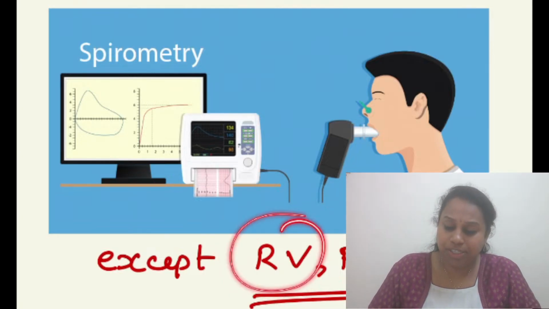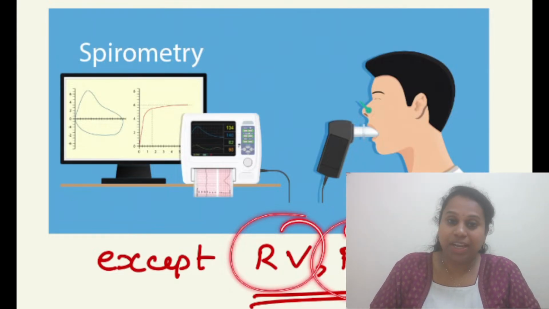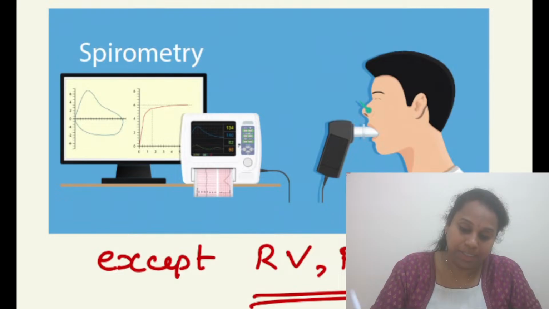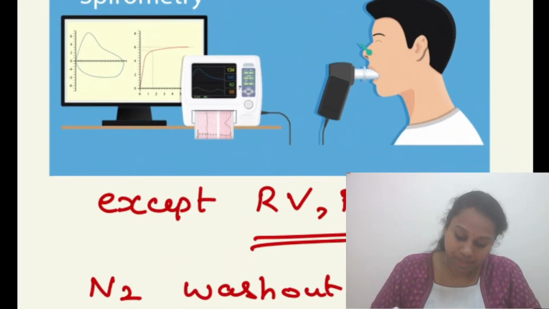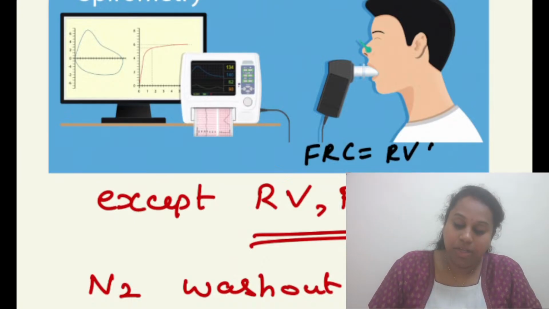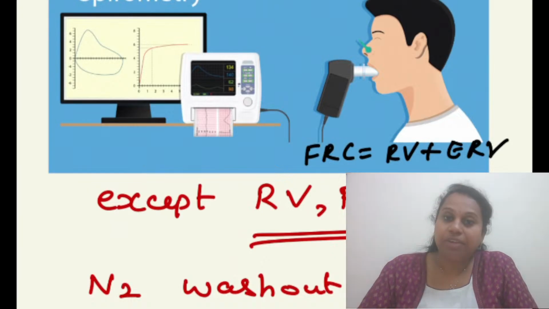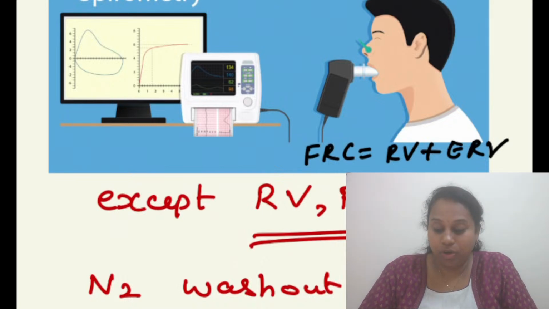If you cannot measure residual volume, you cannot measure total lung capacity and you cannot measure FRC, functional residual capacity, because FRC is the sum of residual volume and expiratory reserve volume. FRC is the sum of residual volume and ERV. So if you can't measure residual volume, you cannot measure FRC and TLC.